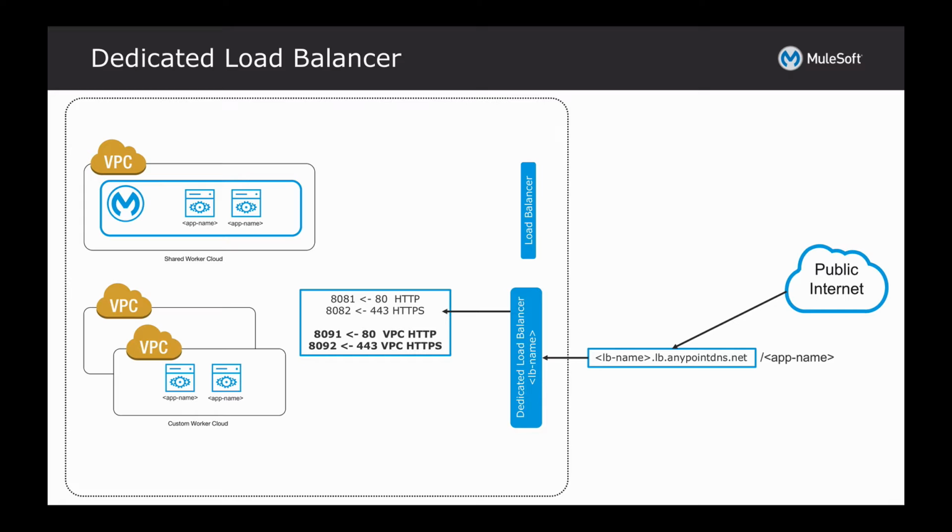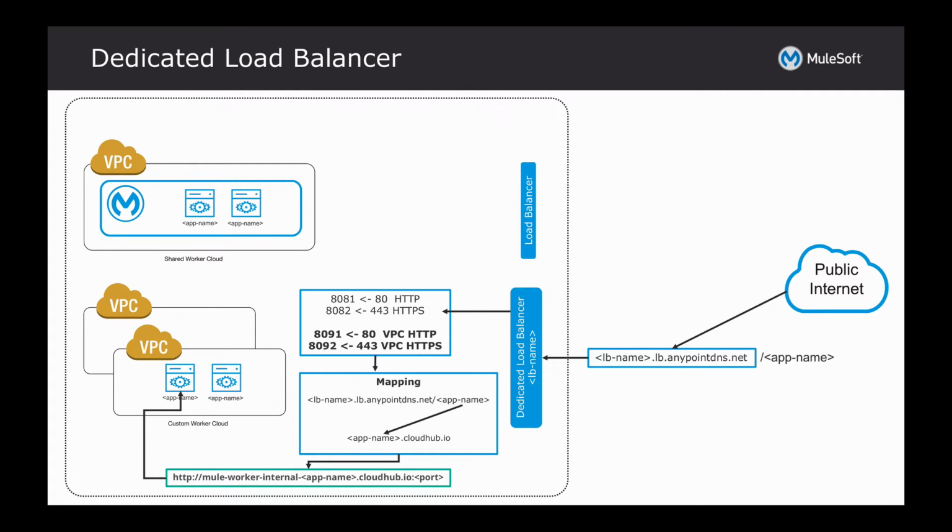In addition comes the mapping, right? So the base path. If you apply an app name to the end of that request, it applies the mappings that you set up within the command line interface, right? So if you go to the load balancer name.lb.anypointdns.net/app name, that will map it to the app name.cloudhub.io and then communicate directly with that instance within your virtual private cloud.